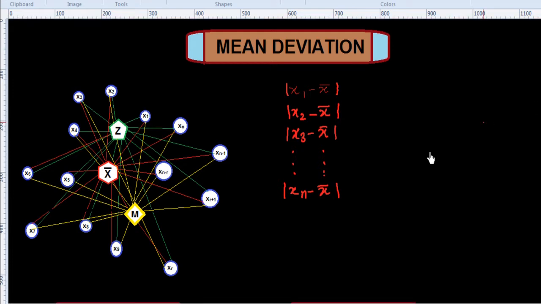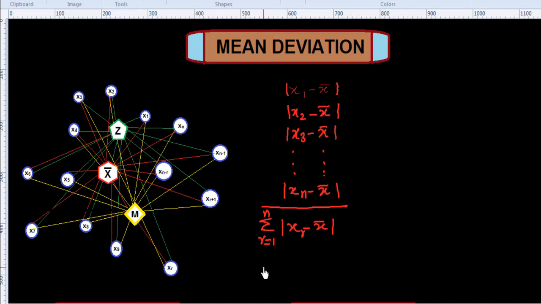Now we take the summation of all this: the summation of mod x minus x bar, where r goes from 1 up to n. r will start with 1: x1 minus x bar, x2 minus x bar, x3 minus x bar, and up to n it will go. This is the summation of all the absolute deviations from the mean.